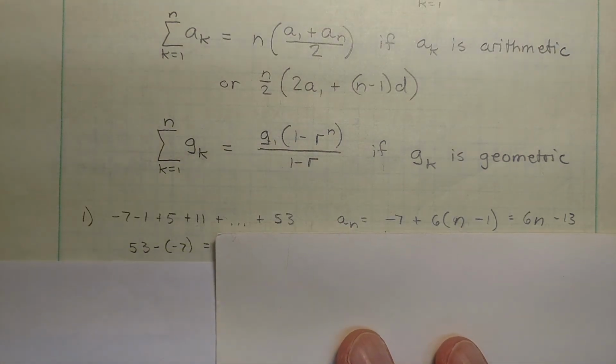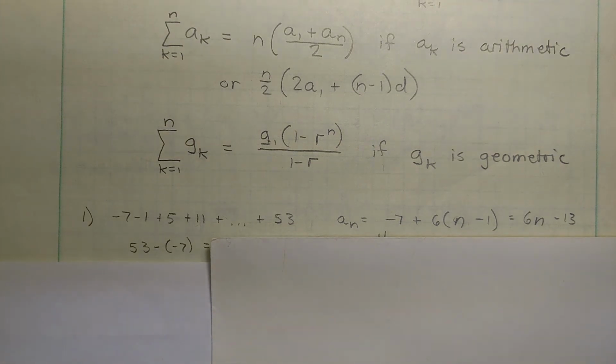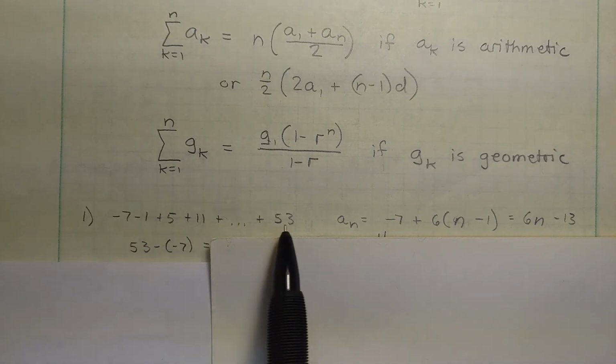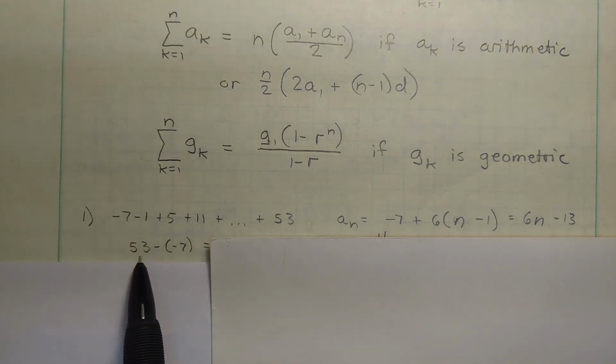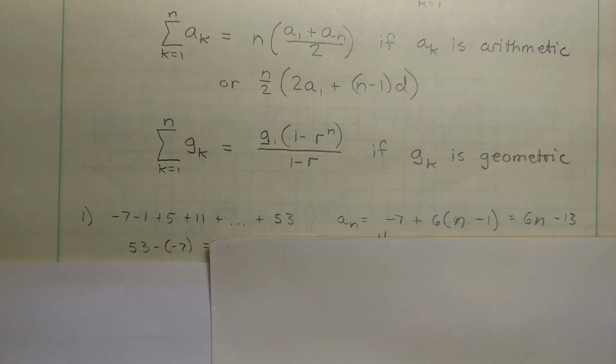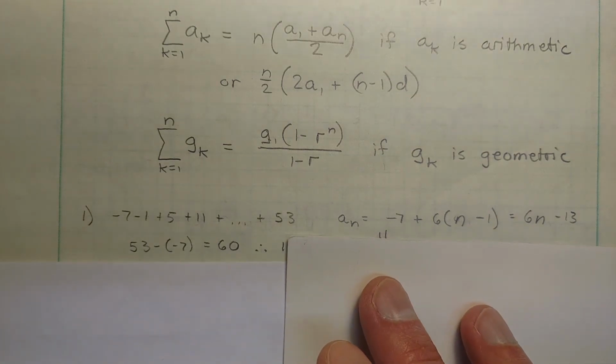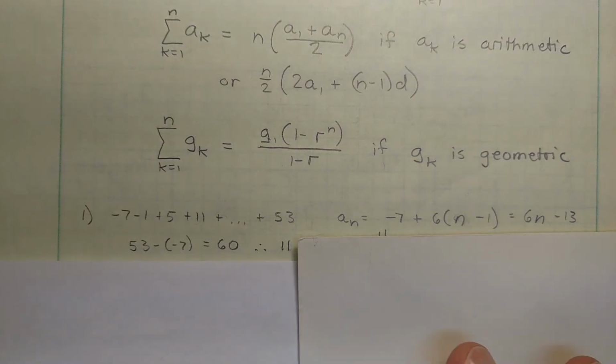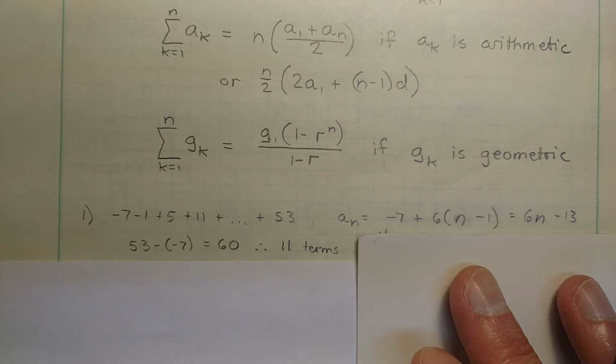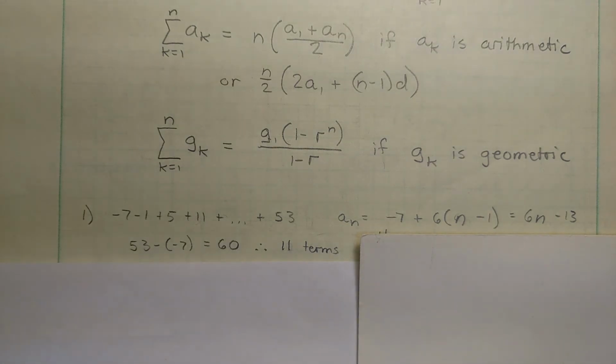So now I have to find out, how many terms do I have? Well, I need to find the difference between my first term and my last term. So I'm taking my last term and subtracting my first term. Notice my difference is 60, and I'm going up by 6 each time. So we have to be careful here. That means I have 11 terms, because I have to add 6 10 times.